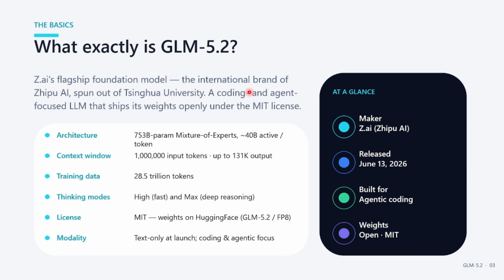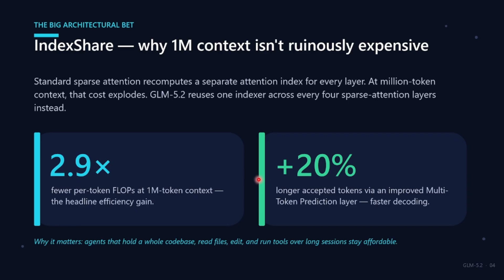What exactly is GLM 5.2? So it is focused on coding and agentic tasks. Agentic tasks means the model can work through longer steps, use tools, and help with complex work. This slide says it has 753 billion parameters in a mixture of experts design, around 40 billion active parameters per token, a 1 million token input context, and up to 131,000 output tokens. In simple words, it can handle a very large amount of text and code at once.